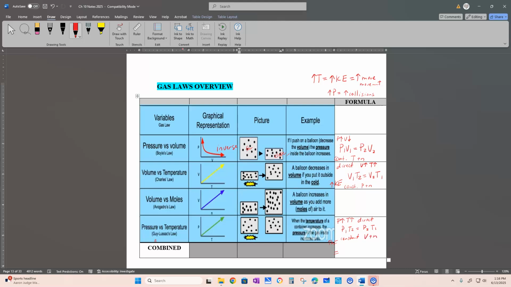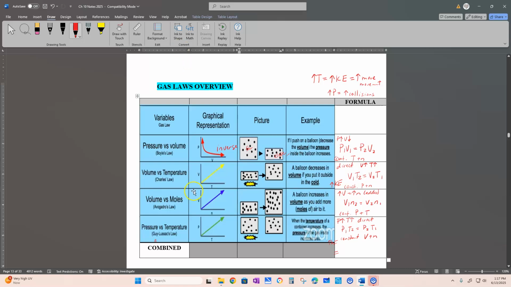So Avogadro, same thing, direct relationship. If volume goes up, it's because you added more moles. When moles increase, it means you added more into that sample. So a balloon will increase in volume if you add more air into it, more moles. So you would have V1 n2 equals V2 n1. And what has to stay constant is pressure and temperature.